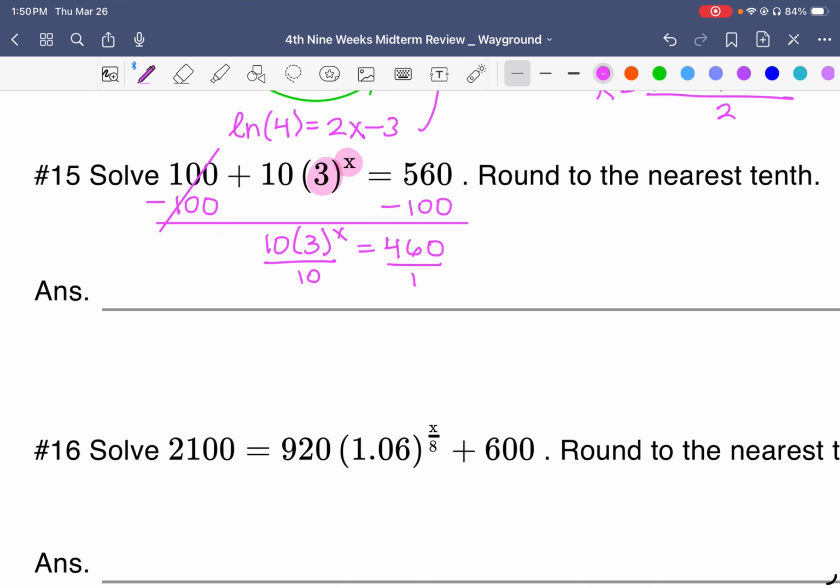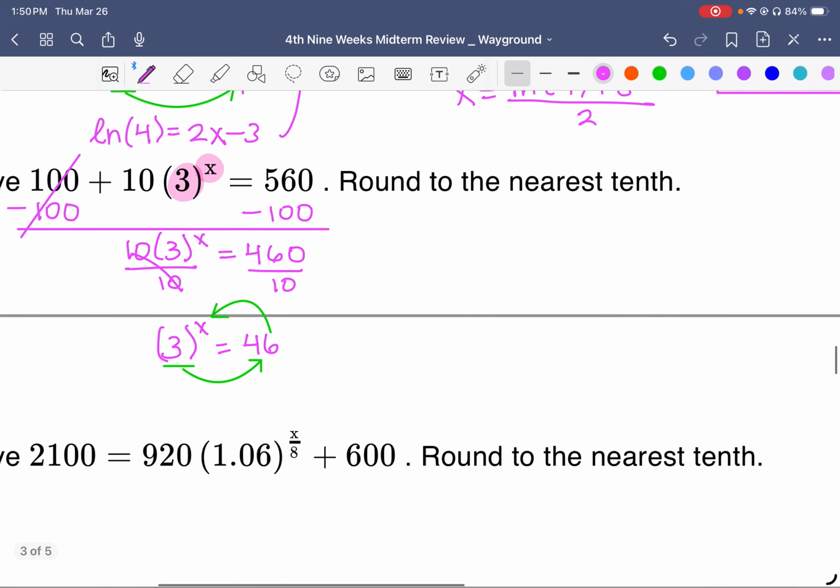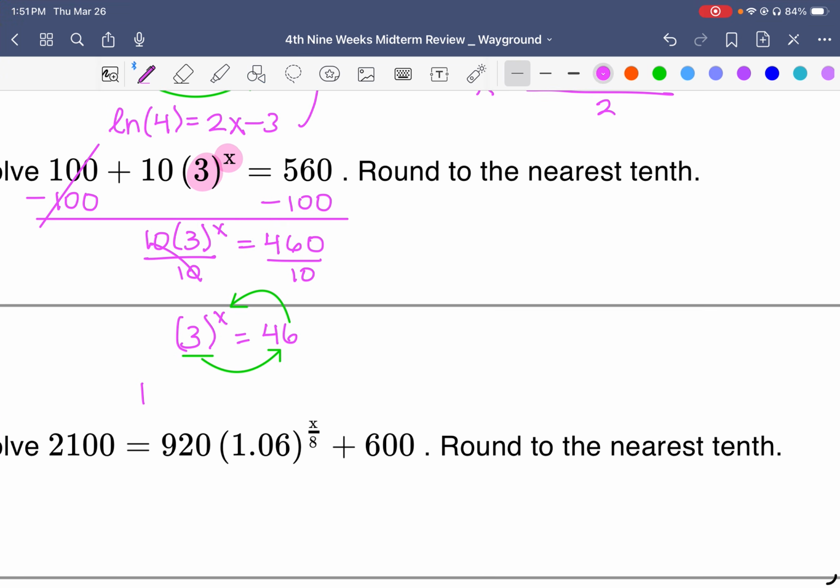I'm going to divide both sides by 10, and we get 3 to the power of x is equal to 46. Okay, I'm going to be able to rewrite this. Underline your base, do your loop-de-loop. And when you rewrite, remember that you have to recognize that we started as an exponential. So when I rewrite it, it'll be a logarithm. Log base 3 of 46 equals x.